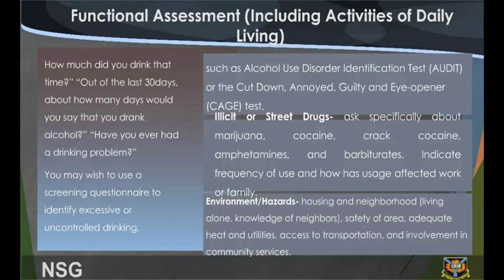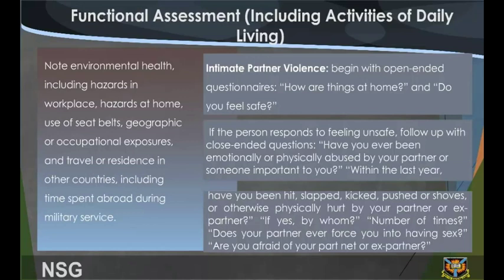Environmental hazards. Housing and neighborhood. Living alone. Knowledge of neighbors. Safety of area, adequate heat and utilities, access to transportation, and involvement in community services. Note environmental health, including hazards in workplace, hazards at home, use of seat belt, geographic or occupational exposures, and travel or residence in other countries, including time spent abroad during military service.